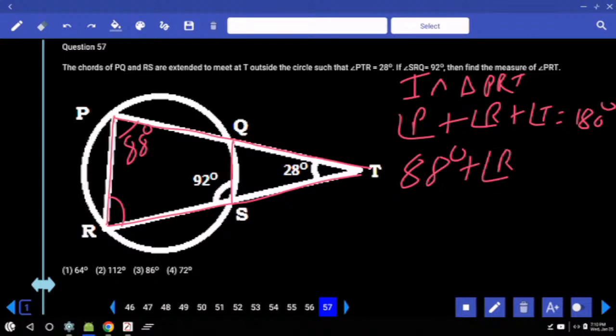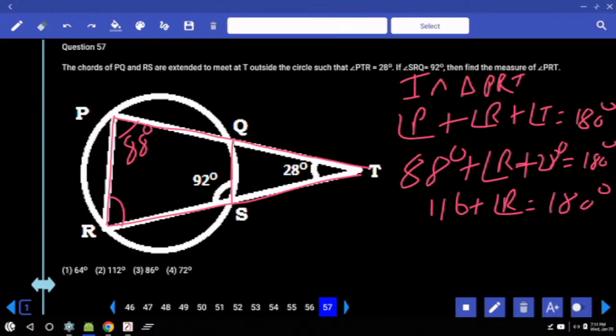Yes or no? So angle T, how much is it given? 28, which is equal to what? 180. So this is 116 plus angle R equal to 180. Therefore angle R is what? 64 degrees. Yes or no?